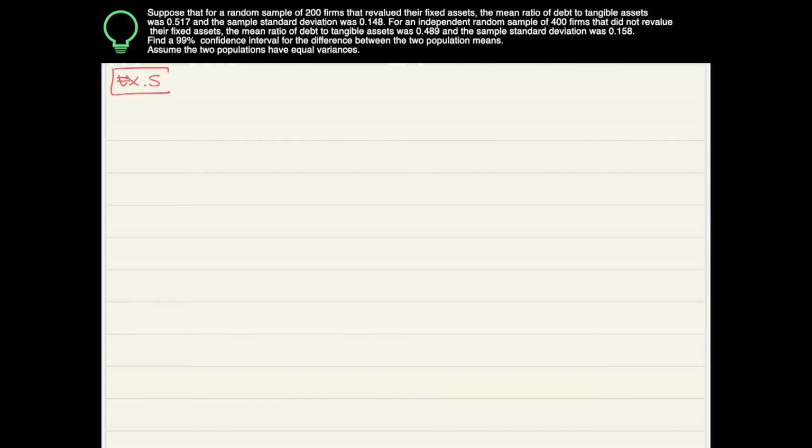Exercise 5. This is not difficult, it's just to give you an example of what a question about this last case can look like. Suppose that for a random sample of 200 firms, let me write the data while we're reading it, that revalue the fixed assets, the mean ratio of debt to tangible assets was 0.517. So we are measuring this financial ratio, the ratio of debt to tangible assets, on these 200 firms, and the sample mean of the ratios for this population of companies was 0.517. And the sample standard deviation was Sx.